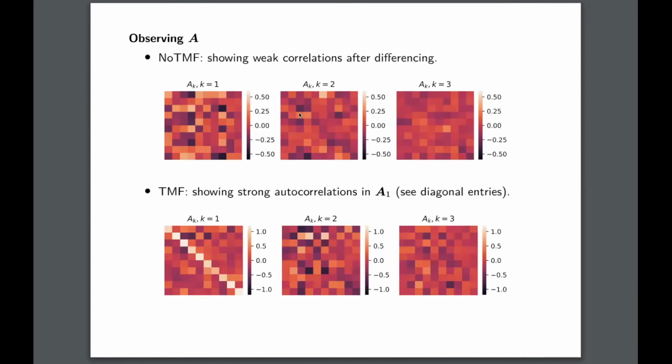We can also analyze the coefficient matrices of the non-stationary TMF model and the TMF model. For the non-stationary TMF model, we have differencing operations, so the coefficients show weak correlations. But for the TMF model, we can see in the coefficient matrix A1 there are strong autocorrelations on the diagonal. And this shows how the non-stationary model performs.